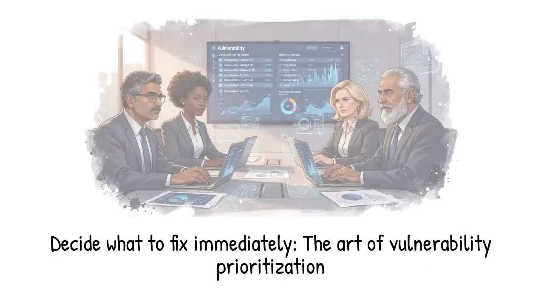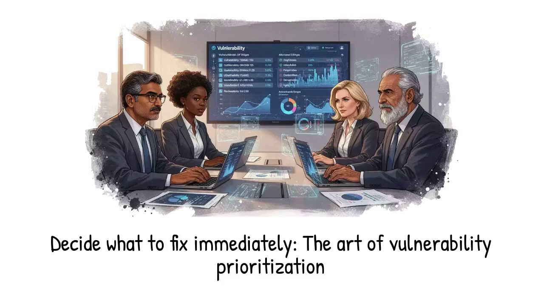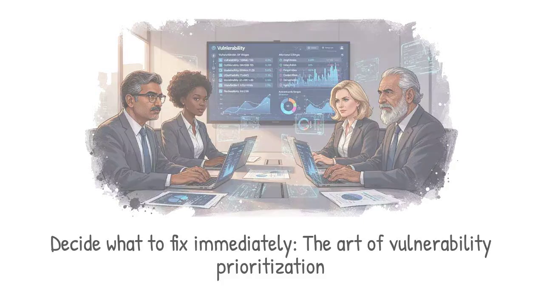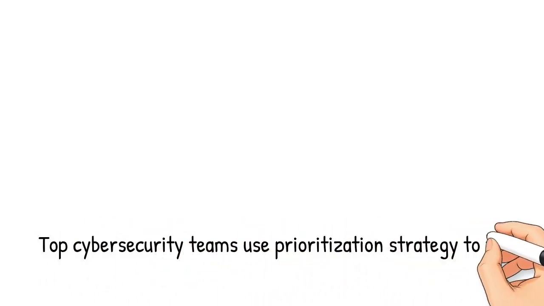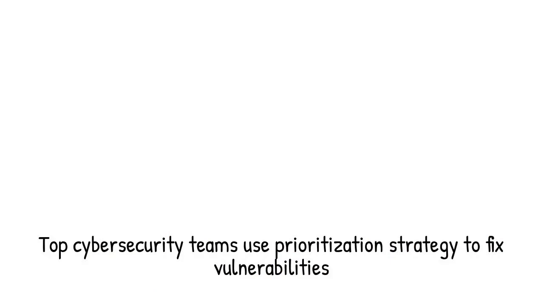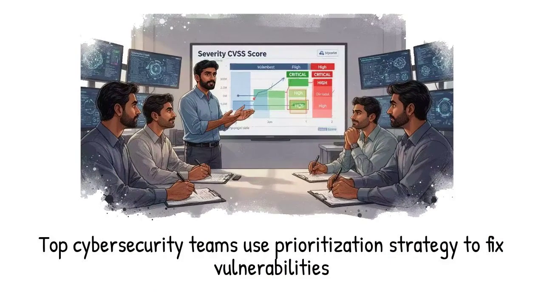Section 13, Vulnerability Prioritization, the art of fixing what matters most. Fixing vulnerabilities is not about fixing everything. It's about fixing the right things at the right time. Let's break down the prioritization strategy used by top cybersecurity teams. 1. Prioritize based on severity, CVSS score. Critical and high vulnerabilities should be addressed first, but severity alone is not enough.